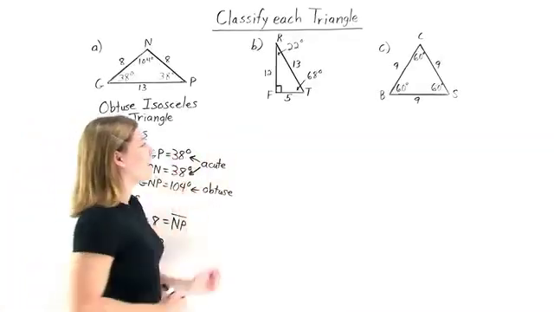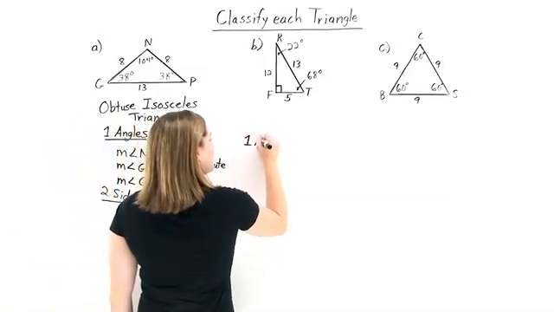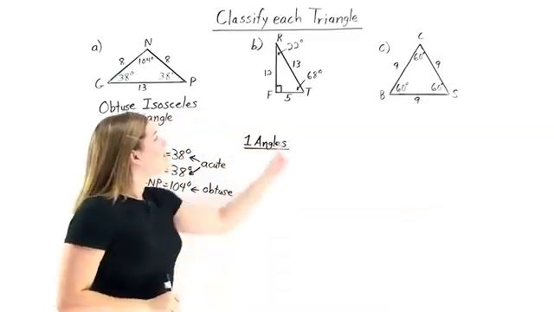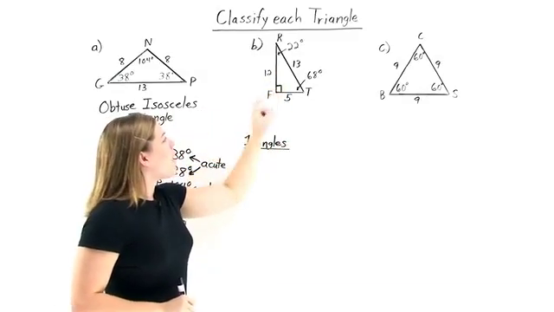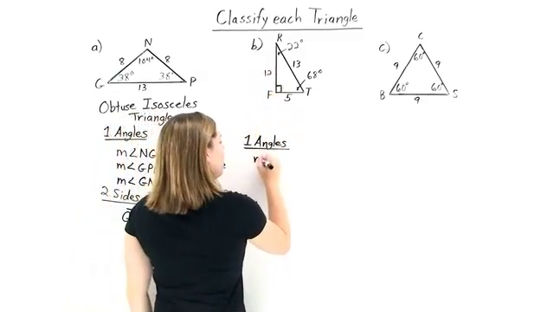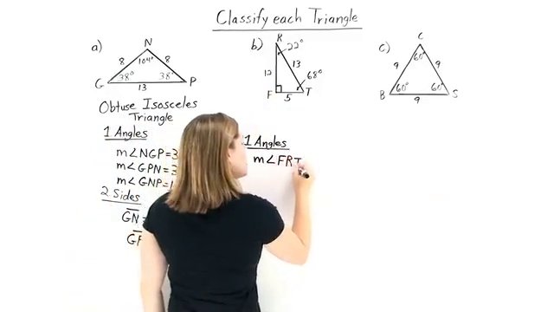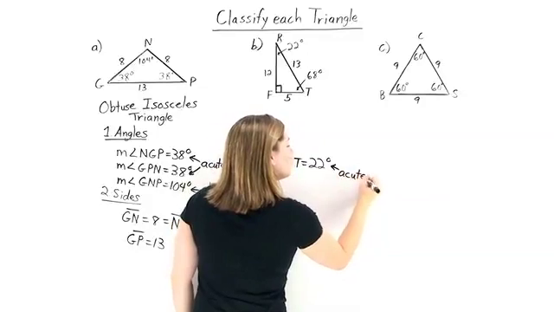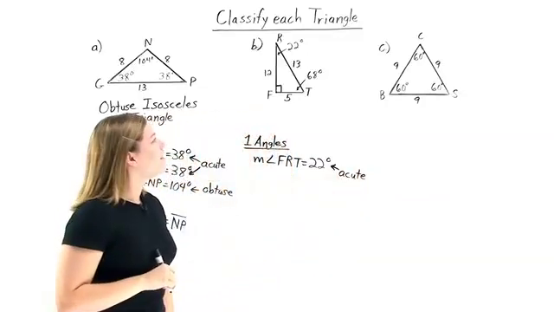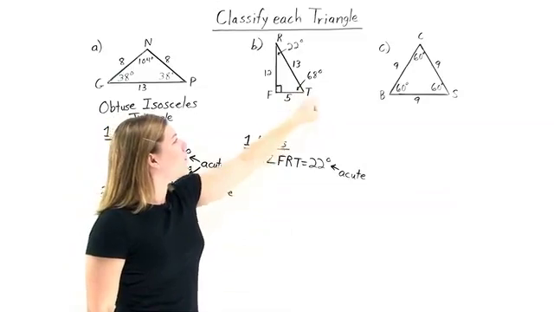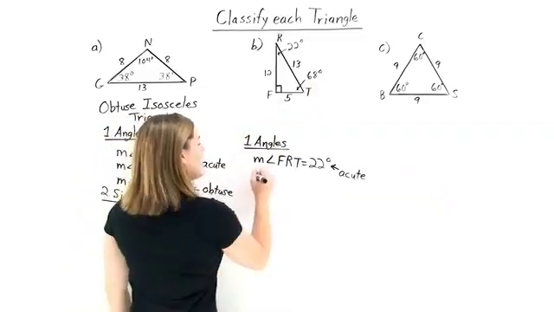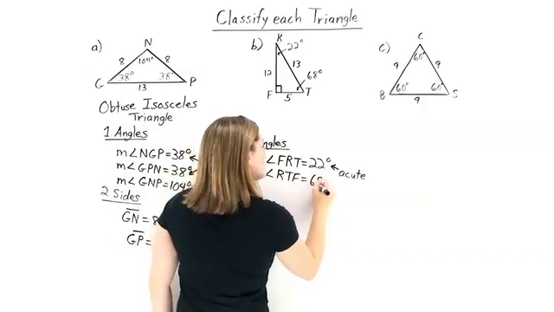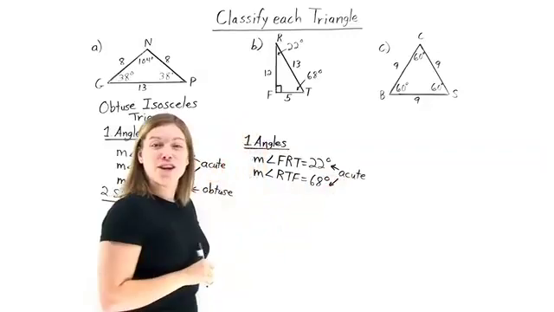Next, let's take this triangle and classify it by its angle measurements and its sides. First, we'll look at the angles again. Let's look at this angle up here. We can label that angle FRT. Well, the measurement of angle FRT is 22 degrees. So here we have an acute angle, an angle measuring less than 90 degrees. And here we have another angle that's an acute angle. This angle, which we can say is RTF, measures 68 degrees. So we have another acute angle.